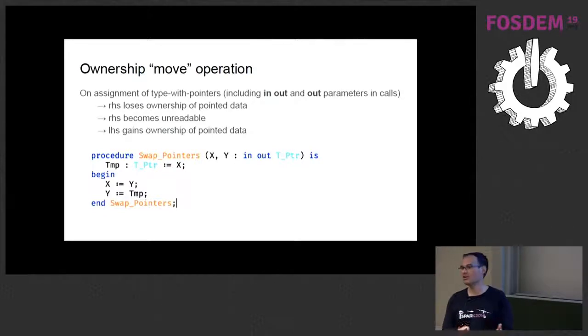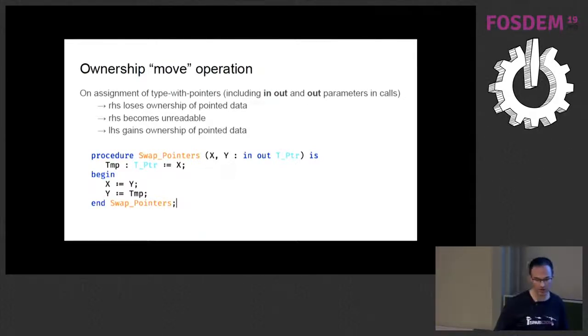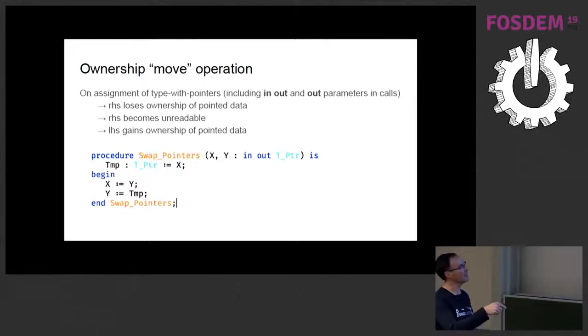Let's look now at every one of these operations that I mentioned: the move, borrow, and observe operations. The move is when you assign a pointer. That's either an assignment statement or when you're passing an out or in-out parameter in a procedure. And the thing that you're assigning from loses the ownership of the data and becomes unreadable. And the ownership goes to the thing you're assigning to. So for example, the implementation of Swap_Pointers can be this one. I take a local variable temp here that takes the ownership from the value pointed to by x. Then I can write into x. So I cannot read x, but I can write into x the value of y. And then I can write in y the value of temp.